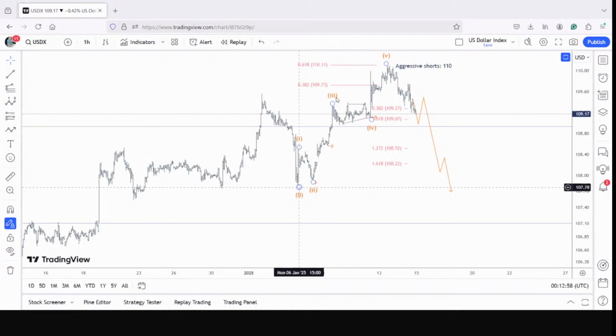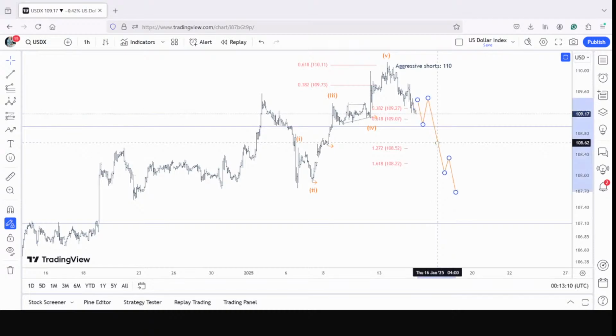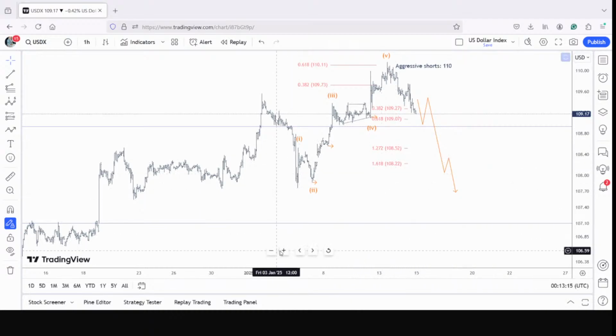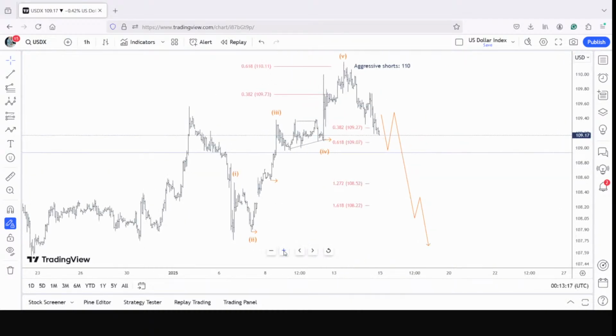So 1, 2, 3, 4, 5 was done. So what I'm going to do is I'm going to remove that just for the sake of some more space and clarity. The dollar index has almost taken out the first target around 109.07. It's just a few points away, just 10 points away, and I think that's okay. So I think this is also done. So let's bring it over here.